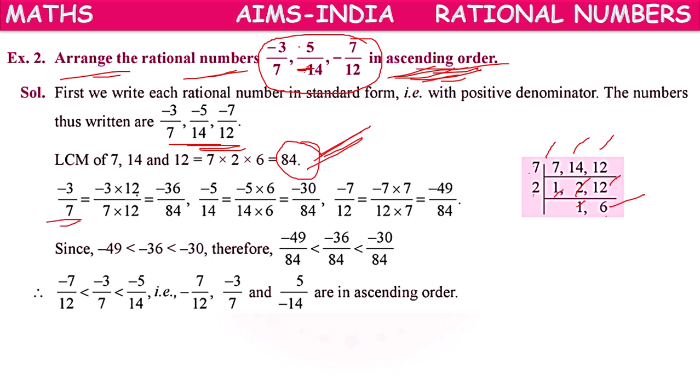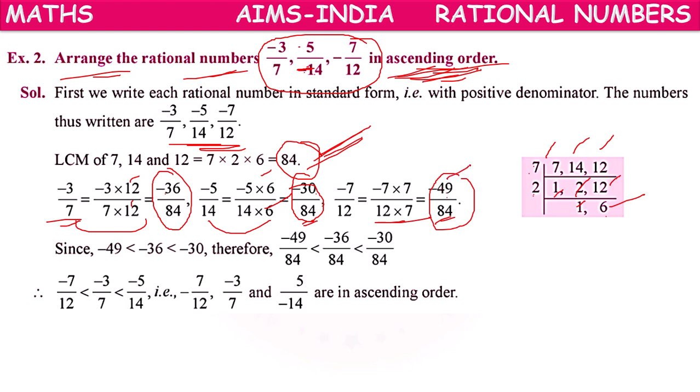Next, minus 3 by 7. 7 12 times 84, with 12 we have to multiply. 14 6 times 84, with 6 we have to multiply. 12 7 times 84, with 7 we have to multiply. This will come: minus 36, minus 30, minus 49.